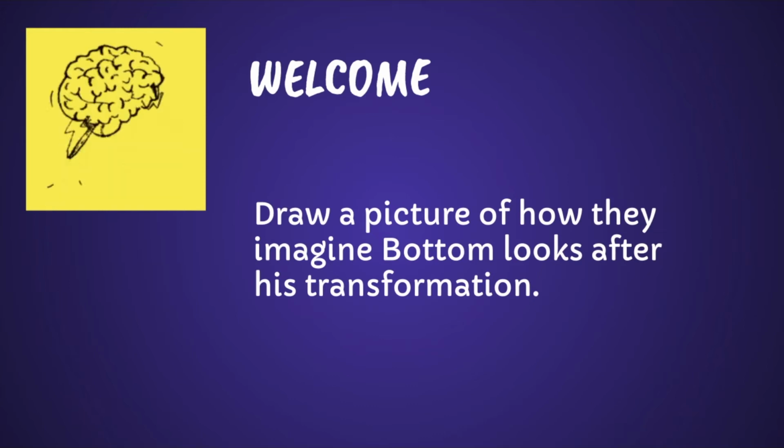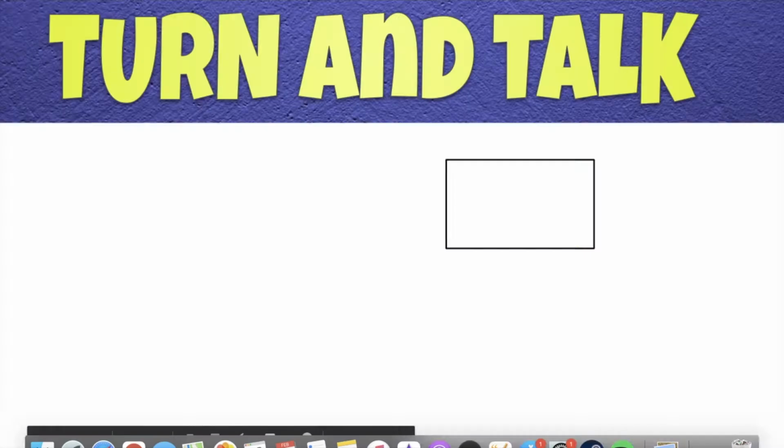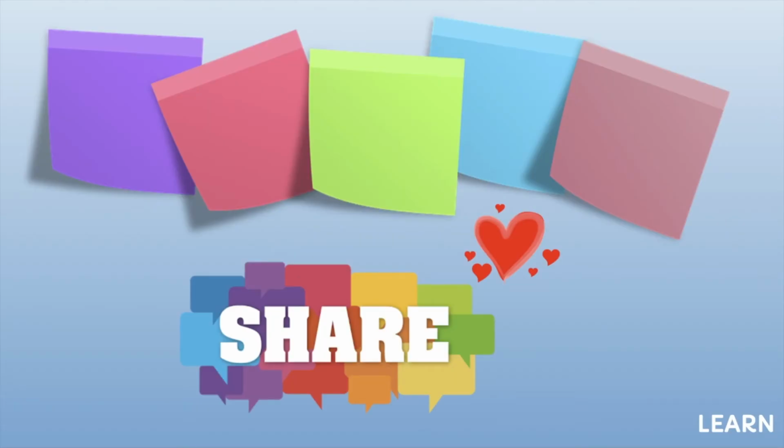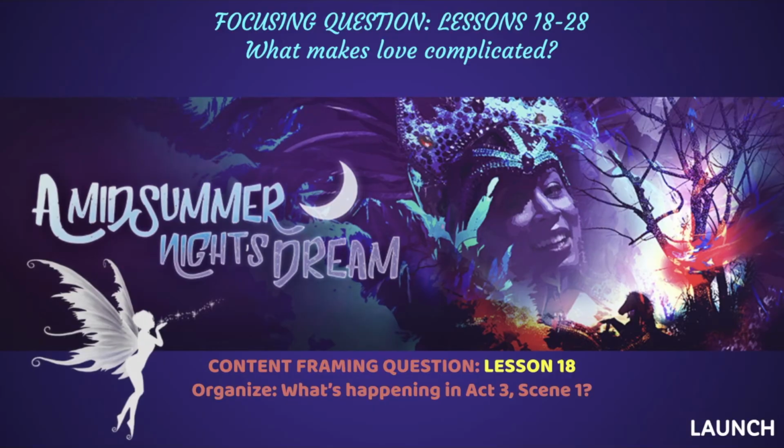And we're going to see how that is going to be sort of a problem, right? So how does your drawing of Bottom help you understand that the situation between Bottom and Titania is complicated? Imagine that you wake up and you see someone with the head of a donkey and you immediately fall in love with them, right? That could cause a little bit of problems with everyone around you, right? So we're going to see how that is complicated in a relationship, and how it's very complicated for Titania because she falls in love with him because of the flower, right? So it's going to be a bit of a problem for everybody involved, okay?